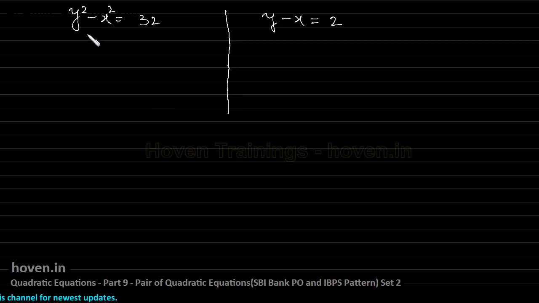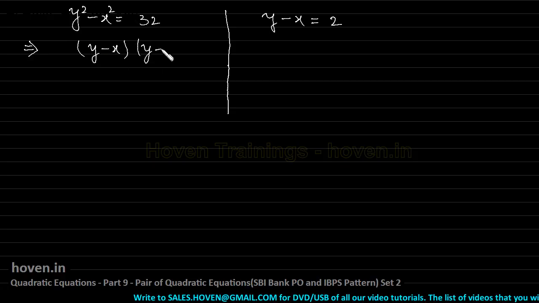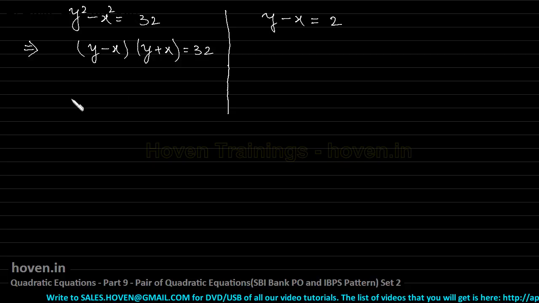In this case, this equation involves both x and y. Earlier cases, it was only x, only y. This is a mixture now. Okay, let us see what we do. Start with this one. This is a square minus b square. I can write it as a minus b into a plus b is equal to 32.